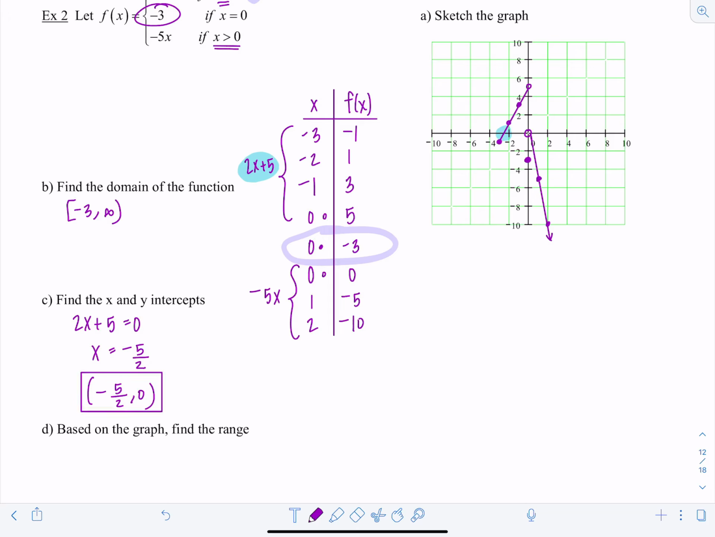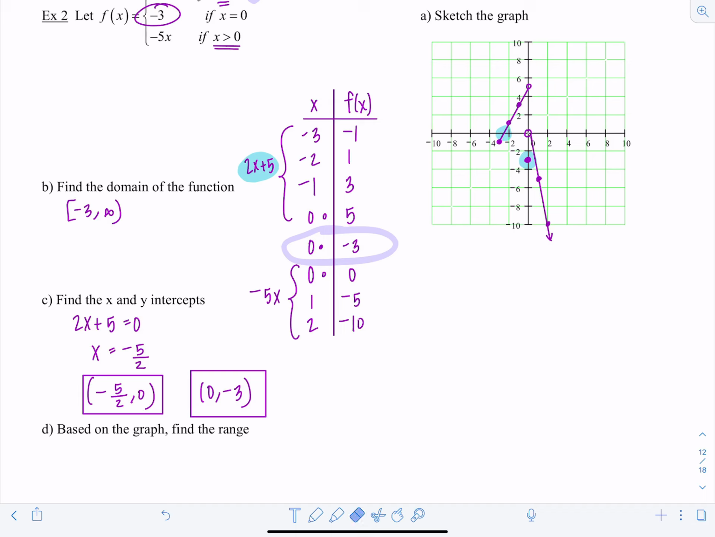Now, what about the y-intercept? Do we have one? Yeah, actually, it's this point here that they defined, negative 3. So the y-intercept is at 0, negative 3. That's it.